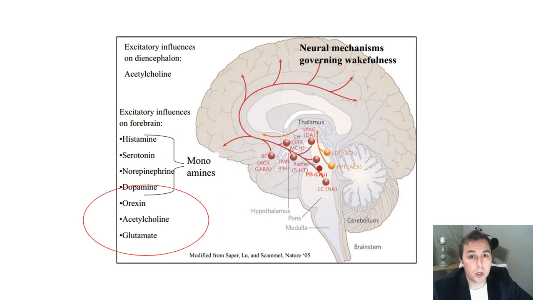In addition to the monoamines, there's a neuropeptide called orexin, which is highly wake-promoting. There are also cholinergic neurons, which are wake-promoting, and glutamate, which is strongly wake-promoting. Most of these project directly into the cortex, with the exception of acetylcholine, which projects to the thalamus, where it is wake-promoting on the thalamic nuclei.